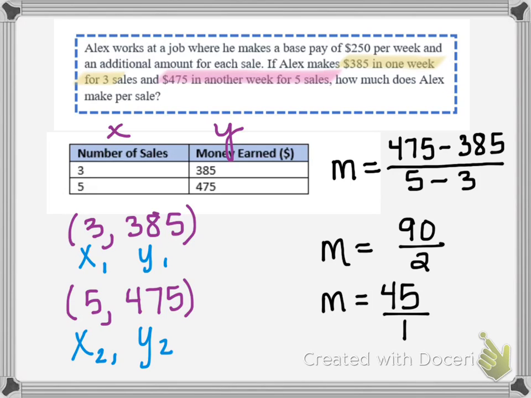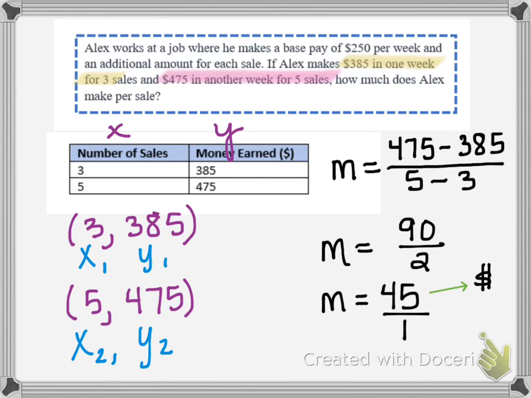Now, there's a reason why I left the 1 in the denominator, because now we want to interpret this as a rate of change. We want to see how his money earned changes as his number of sales also changes. So we're seeing how his money changes in respect to the amount of sales he makes. So in the numerator, we found the change in Y. Well, our Y values represented the money that he earned. So that 45 in the numerator represents dollars.